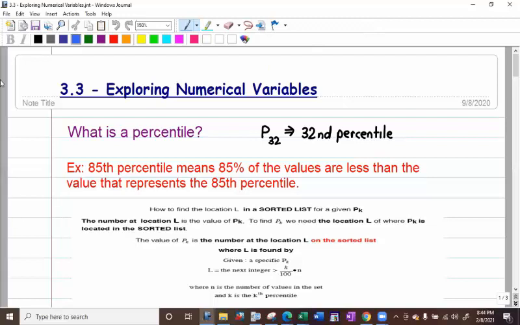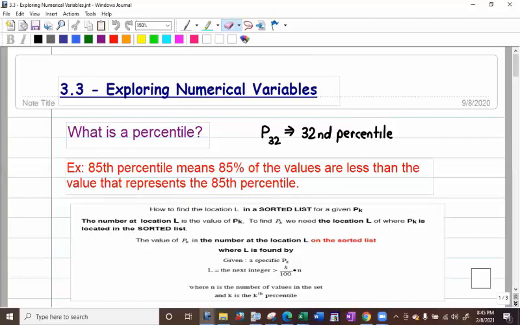It doesn't mean that you got 73% of the questions right. Just by coincidence that could have happened, but that's not what the definition means. So for this one, 85th percentile means 85% of the values are less than the value that represents the 85th percentile.